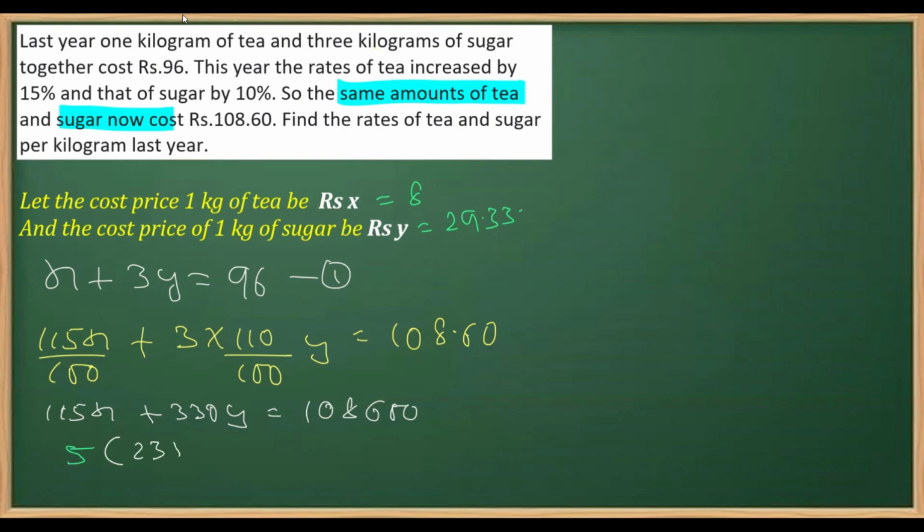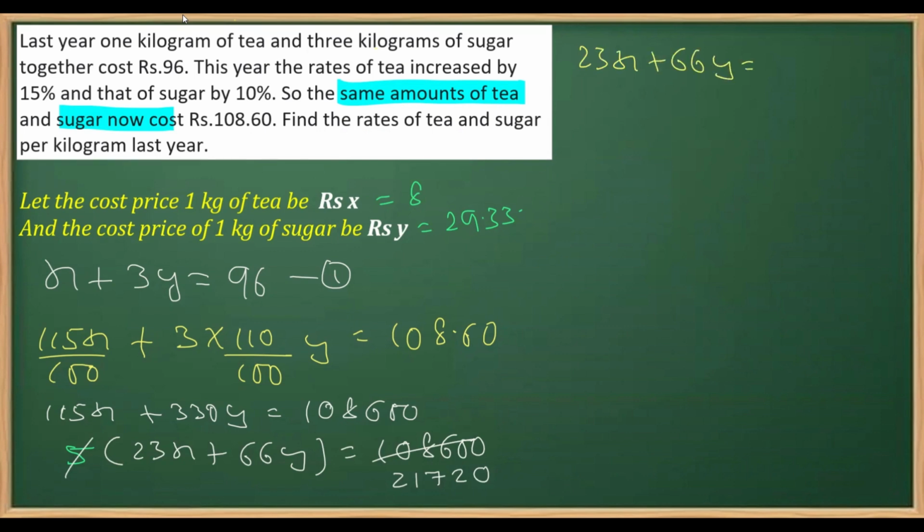This comes out as 23 times x, and this will be 66 times y is equal to 108,600. Now, if I reduce it by 5, it's going to be 21720. So we got this as the second equation. The second equation we have obtained is 23x plus 66y is equal to 21720. And the first equation we had was this.